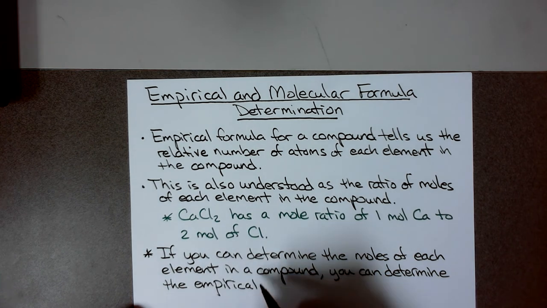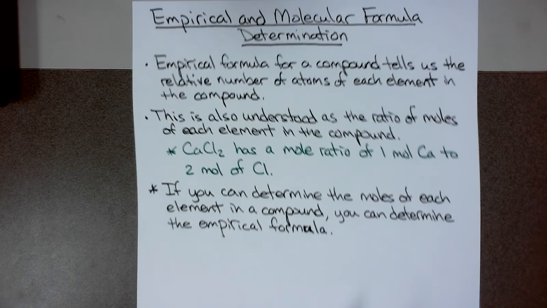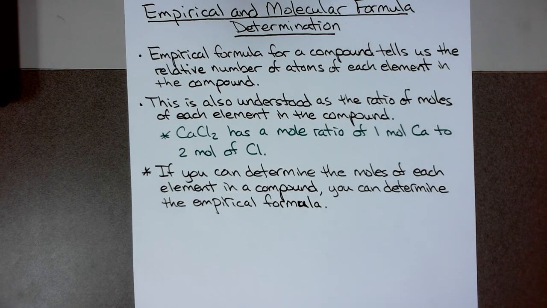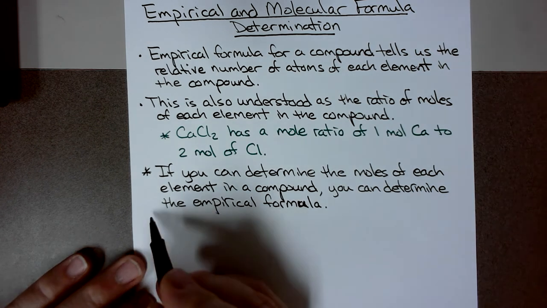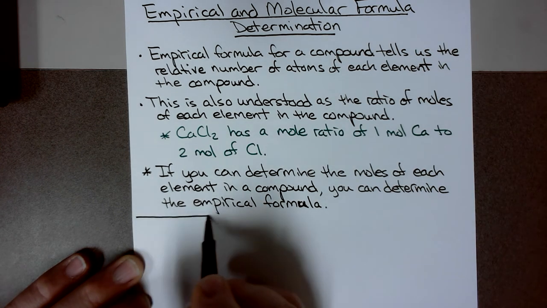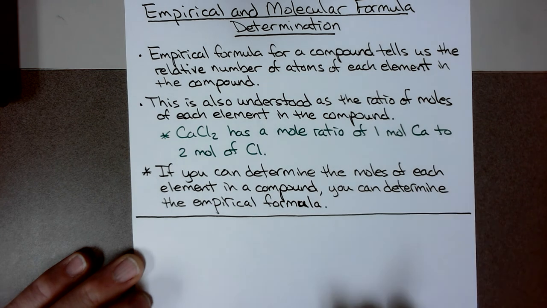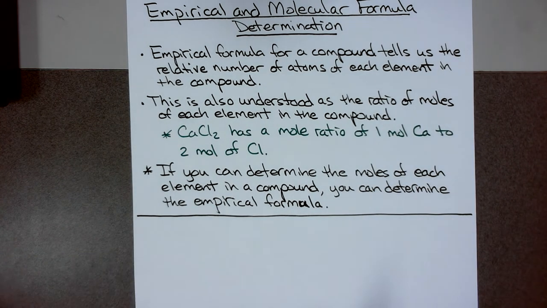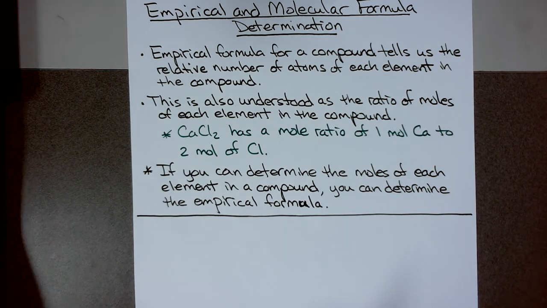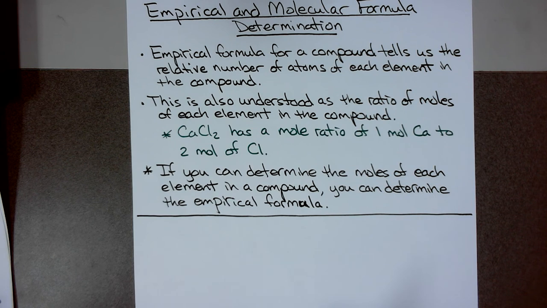Now, if you remember, if we have the mass of something, we can take the mass to the mole. And so if we have the mass of each of the elements in a compound, we can go to the mole. Now, you'll have to remember back to chapter 2 when we talked about the law of definite proportion, and that compounds are made up of the percent by mass of each element. Well, we can use that idea to determine empirical formulas.